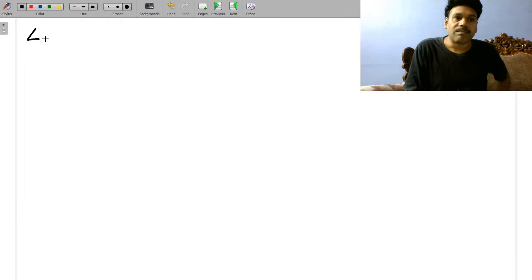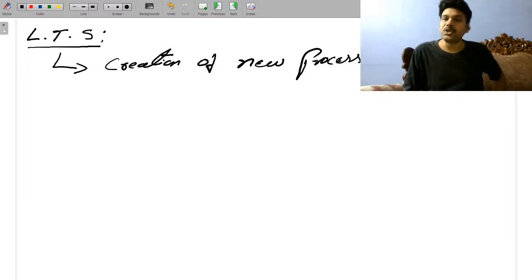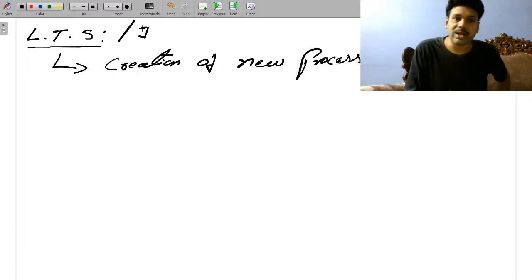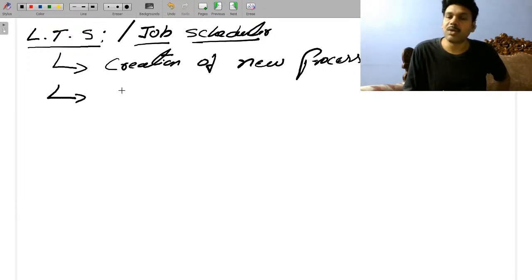Now, when we are talking about the long-term scheduler, its main responsibility is creation of new processes. It is called the job scheduler. Please observe, friends, the synonyms are also very important. What is the other name of LTS, the long-term scheduler? The other name of LTS is nothing but job scheduler.